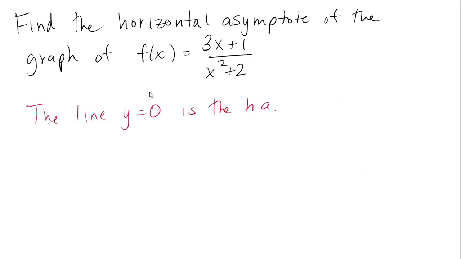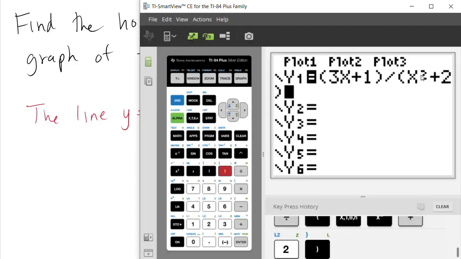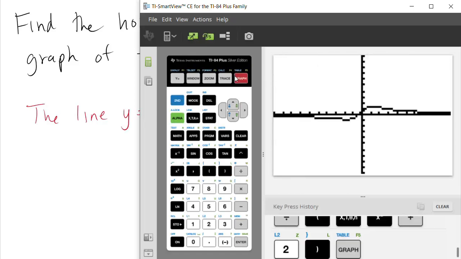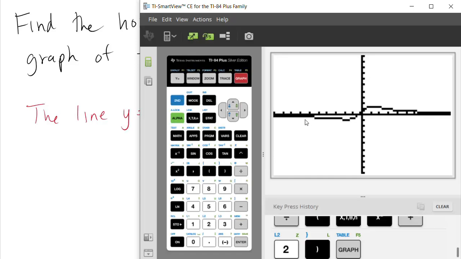Notice again that I'm writing my answer as an equation because I need the equation of a line. You can't just say 0 is the horizontal asymptote. 0 isn't a line. It's the line y equals 0. Let me show you this in the calculator. So I've typed in the function again. Notice the parentheses. I'm going to graph this function on the standard window. And this function looks a little bit different. It doesn't look like any of the other graphs we've had so far. I'll explain why in a moment.